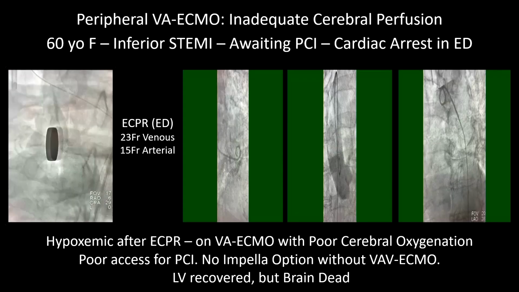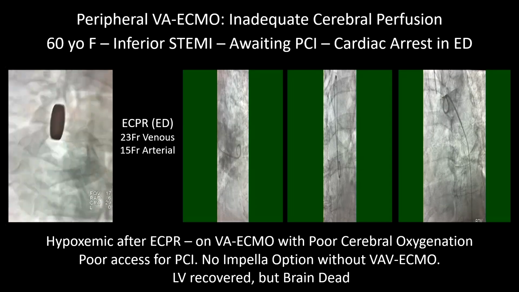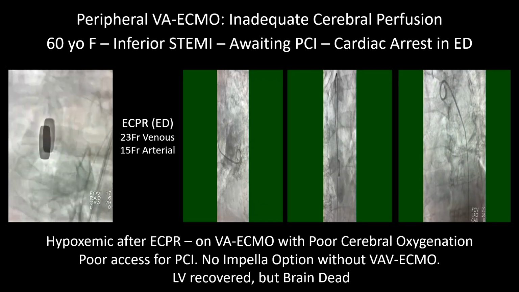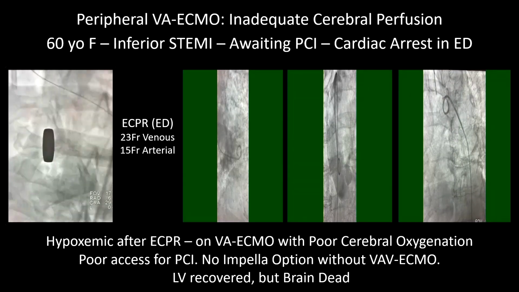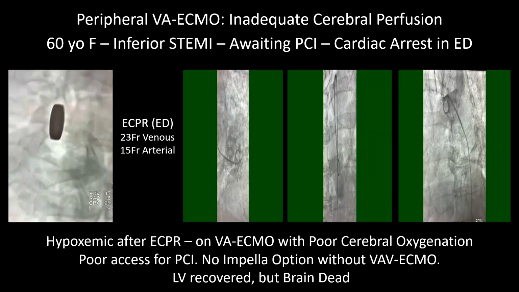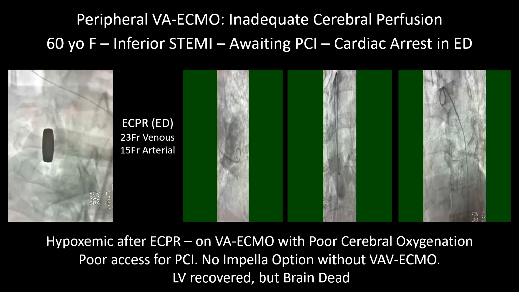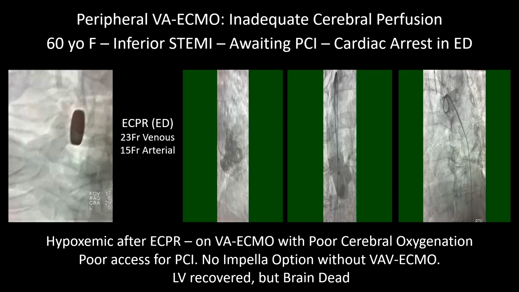So I'll illustrate, unfortunately the videos got changed here. This is a patient who came in, 60-year-old with an inferior STEMI. I got activated driving in from home, patient's awake, talking in the emergency room. Fairly straightforward inferior STEMI, but while awaiting PCI for the cath team to come in, the patient goes into cardiac arrest. So now we're doing CPR in the emergency room, and the patient's not coming out of cardiac arrest.